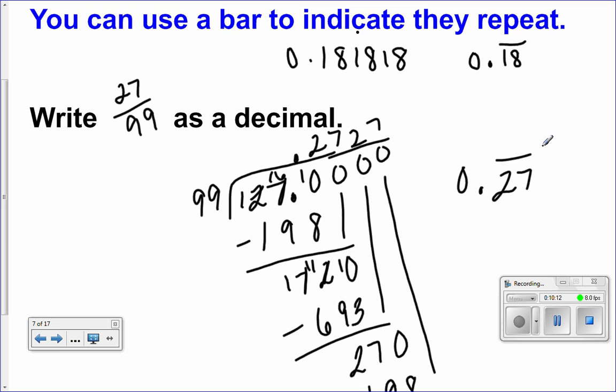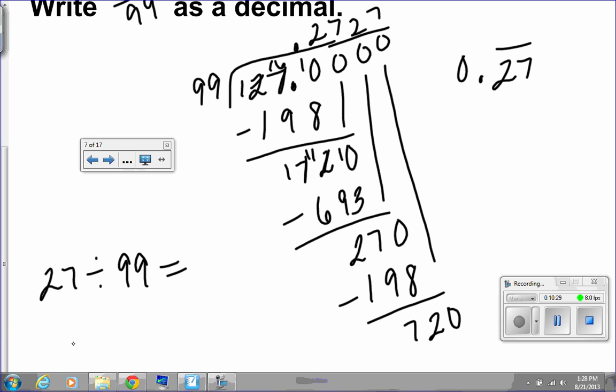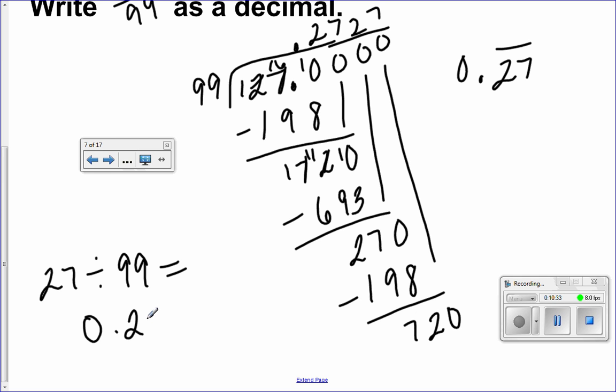If I use my calculator for this, which I want you to do, you're going to take 27 divided by 99. Everyone plug that in right now on your calculator. So on your calculator, you're going to see 0.272727. So you can see that the 27 is what keeps repeating.